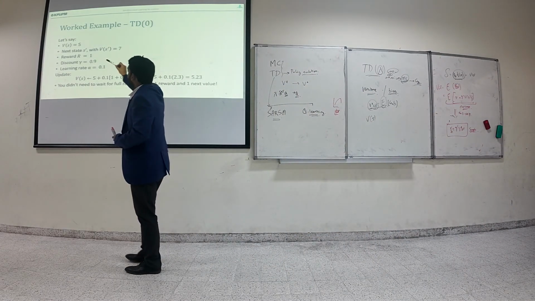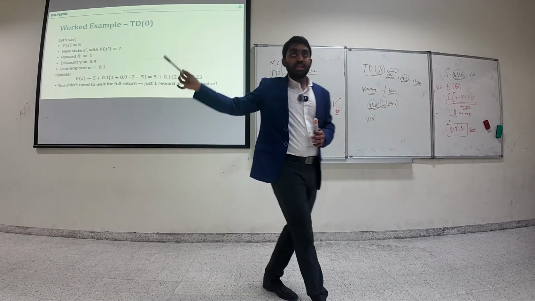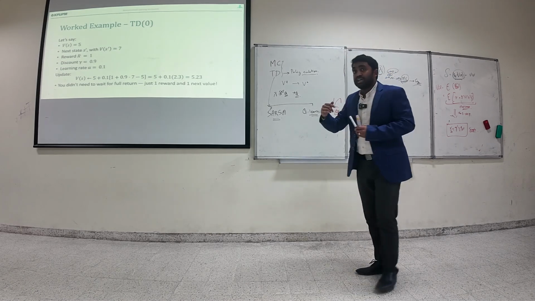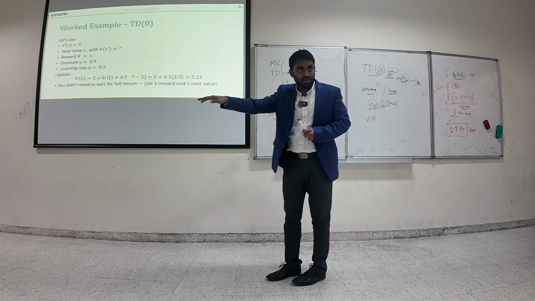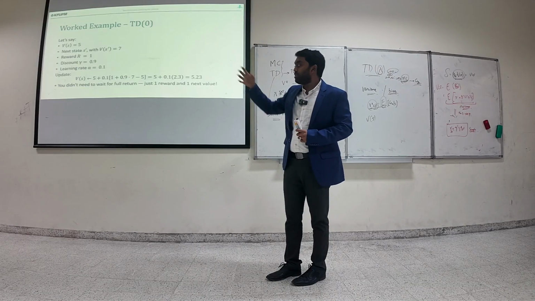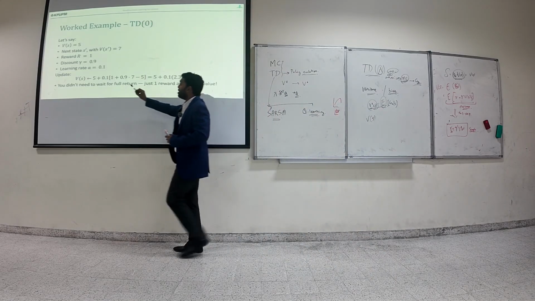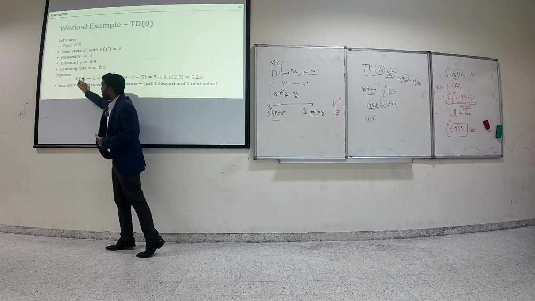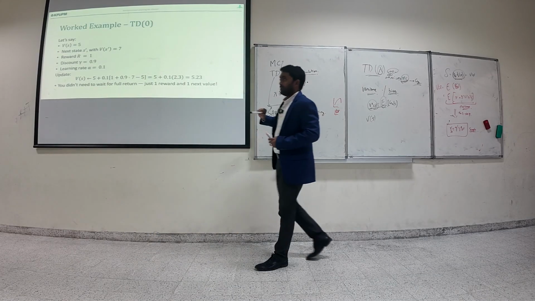Say your current estimate of the present state is 5, that's why V(S) is 5. And your current estimate of the next state is 7. The reward that you're getting is 1, with the given discount factor and learning rate values. So now your updated estimate of that state is 5.23.